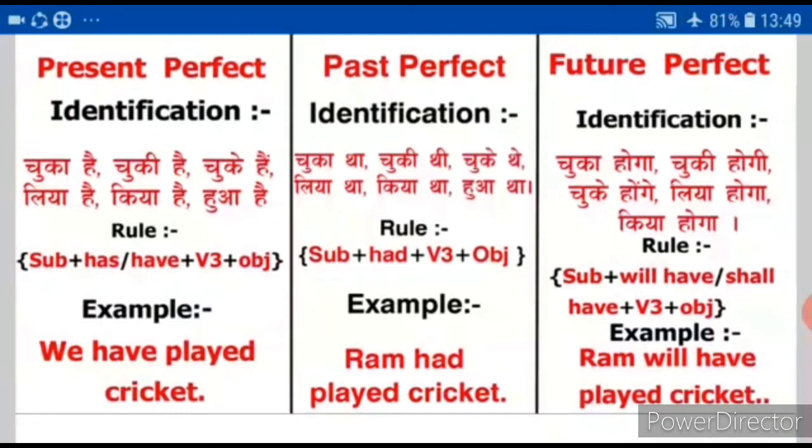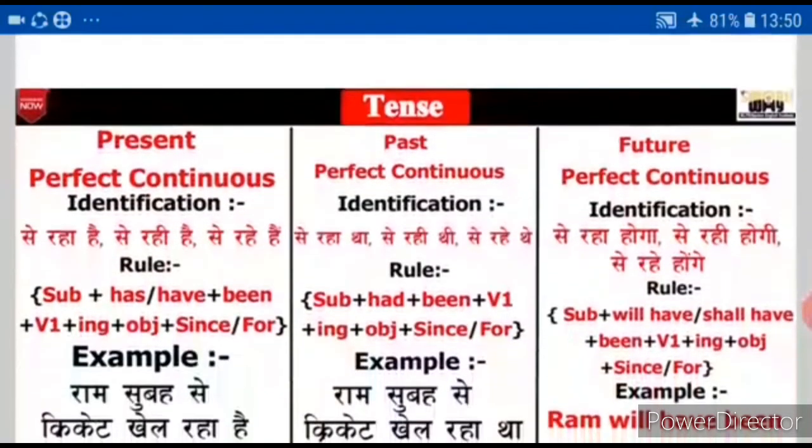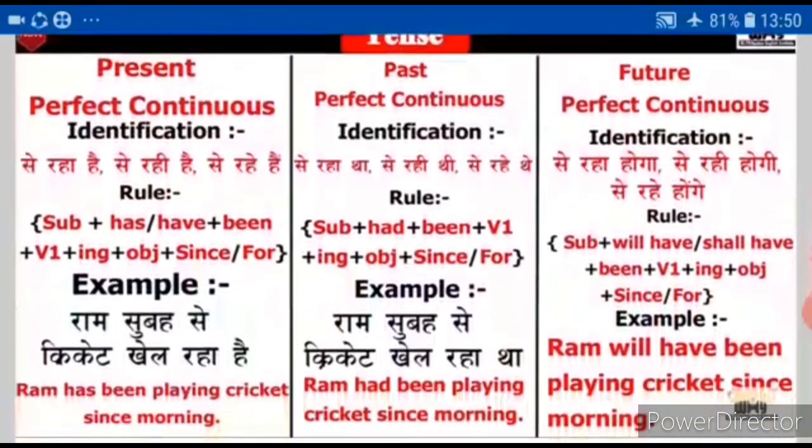Students, if we are using a negative sentence, then we have to use not after will. Ram will not have played. And if we are using shall, then shall not have. In the same way, we will use present perfect continuous tense, past perfect continuous tense and future perfect continuous tense.